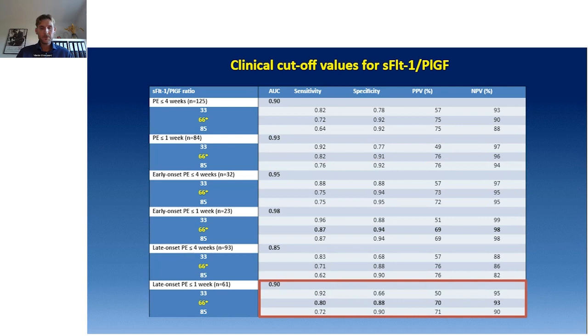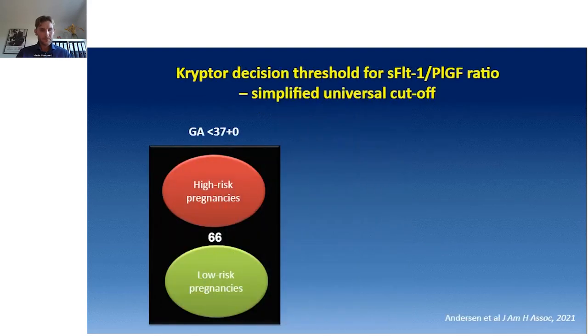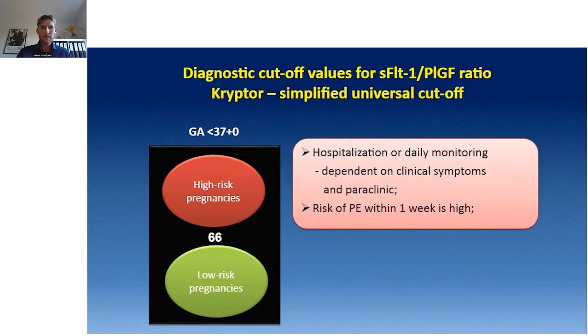So even though we know that the risk is a continuum of the ratio, it may be easier for clinical decision making not to deal with a medium risk preeclampsia group, as suggested in earlier studies that is based on a high sensitivity cutoff and a high specificity cutoff depending on gestational age. So a ratio above 66 indicates hospitalization or daily monitoring depending on clinical symptoms and paraclinical findings, and the risk of PE within 1 week is high.